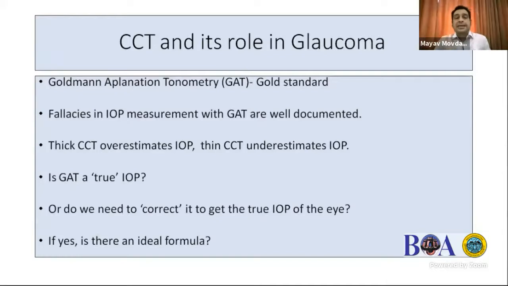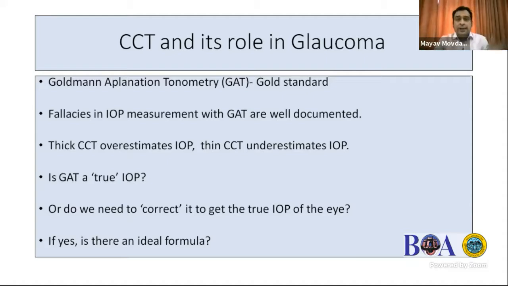So why are CCT and glaucoma important? Because as I said earlier, Goldmann's is the gold standard. We know there are fallacies in measurement of IOP using the Goldmann's. We know that thick corneas overestimate IOP, thin corneas underestimate IOP. So the IOP we are getting on GAT, is it a true IOP, or do we need to correct it to get the true IOP? And if yes, is there any ideal formula?